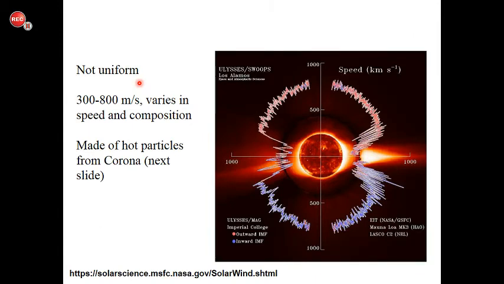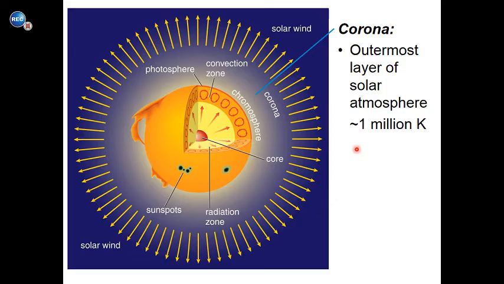It's not uniform. This is a picture of the distribution of it for most latitudes. It varies in speed, varies in composition. It's effectively particles from the corona, which is the outermost layer of the atmosphere. Fairly high temperature, but temperature is a measure of the average kinetic energy of a particle. There's just not a lot of particles there, so it doesn't have any substance to it. It's not highly energetic. It's just few particles moving fast.